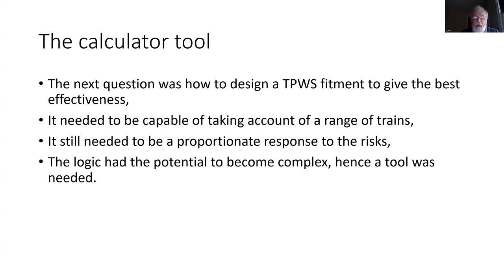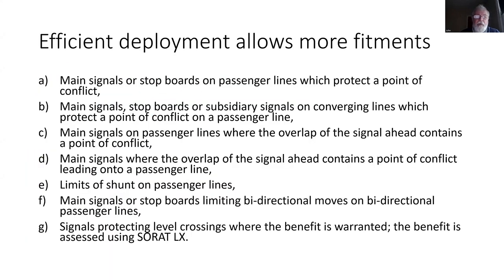And so the logic became quite complex, and it was much easier to use a tool which could be adjusted quickly by the designer to see how the loops should be placed. And by enabling us to efficiently deploy TPWS and keep its cost down, it actually allowed more fitments. So the rules became that all main signals or stop boards on passenger lines which protected a conflict would be fitted.